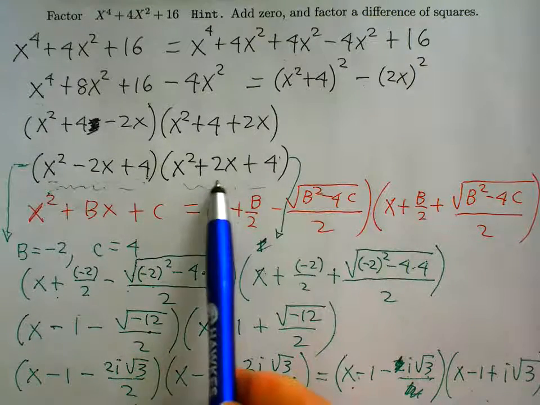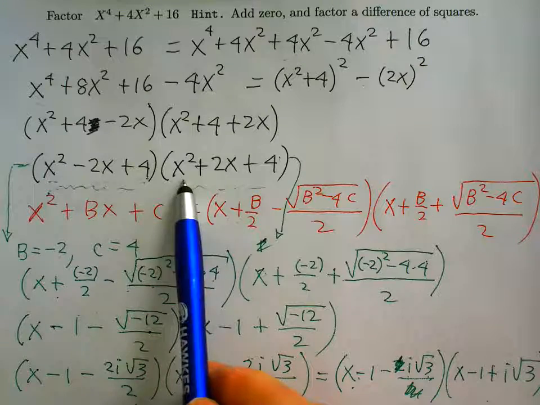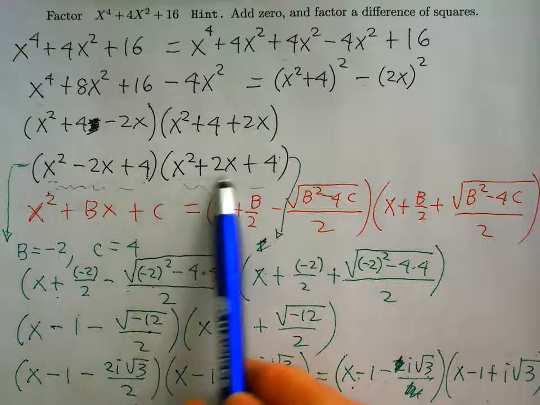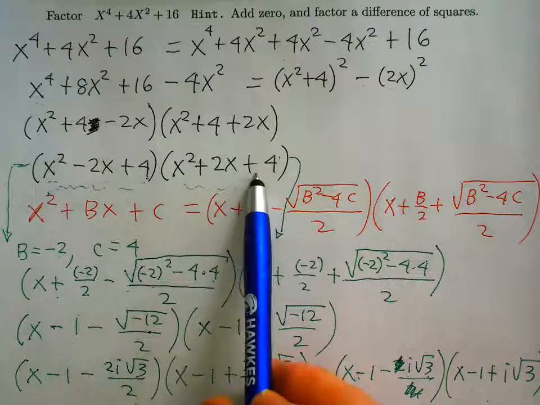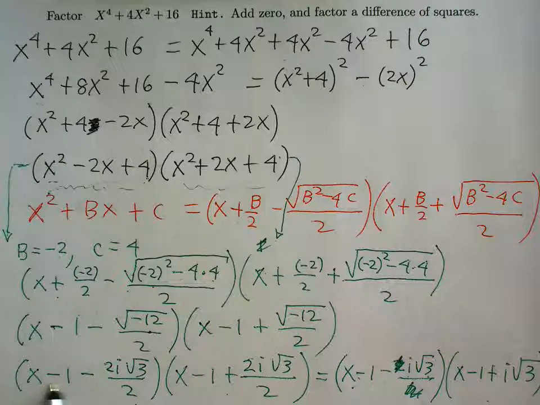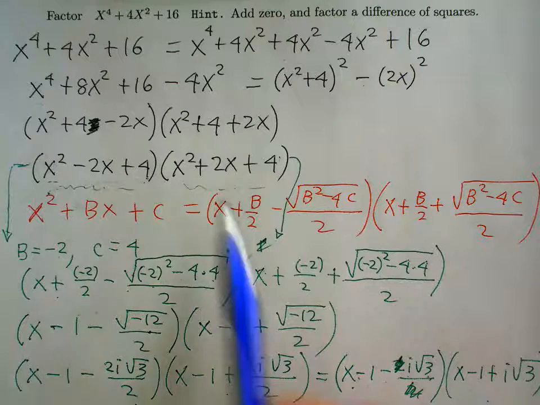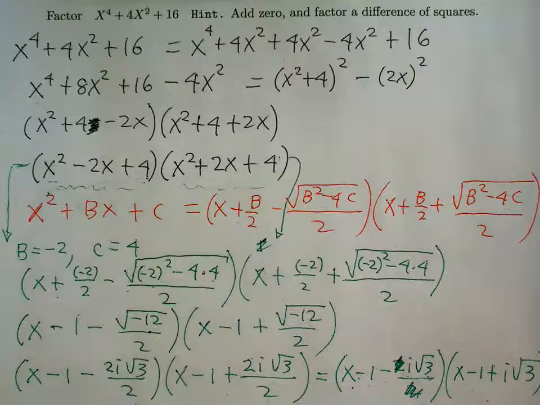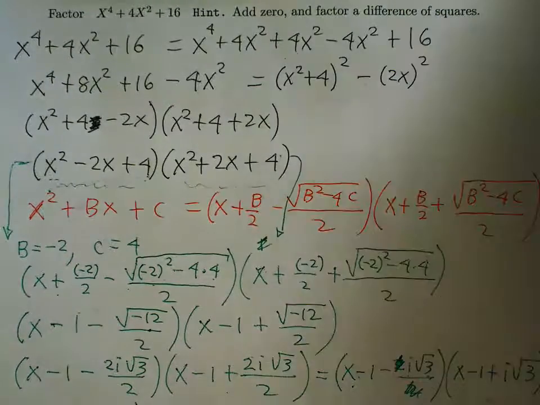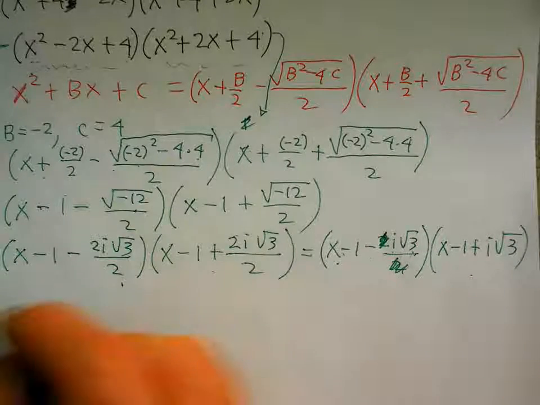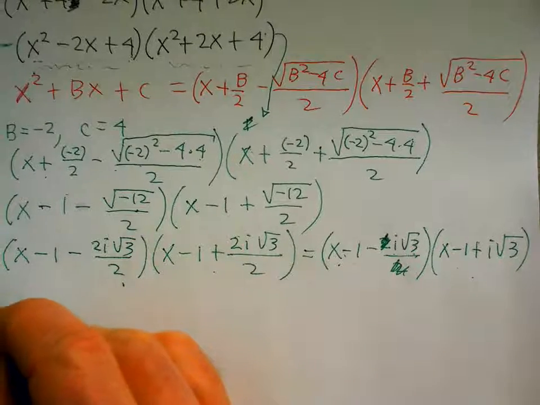Okay, the only difference between the factors of the other trinomial, x squared plus 2x plus 4, will be that instead of x minus 1, we'll have x plus 1. But otherwise, the terms are the same. So we can write down the final result by taking that into account.